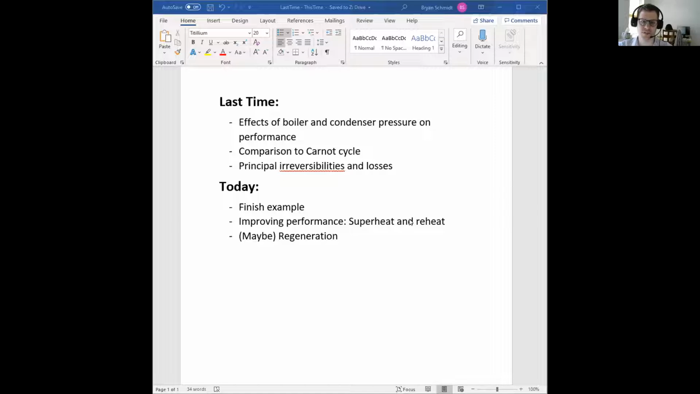And then the next thing we'll talk about is one method to improve performance, which is called superheat and reheat. And then maybe if we get to it, we'll talk about regeneration, which is another method. On your homework, you only need to worry about superheat and reheat, so if we don't get to regeneration, it doesn't hurt. I think the last question in your homework is about superheat and reheat. Okay, so let's go ahead and get into it.